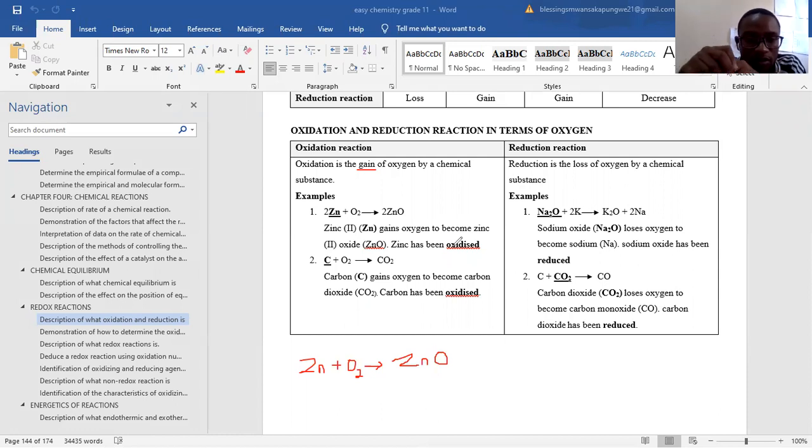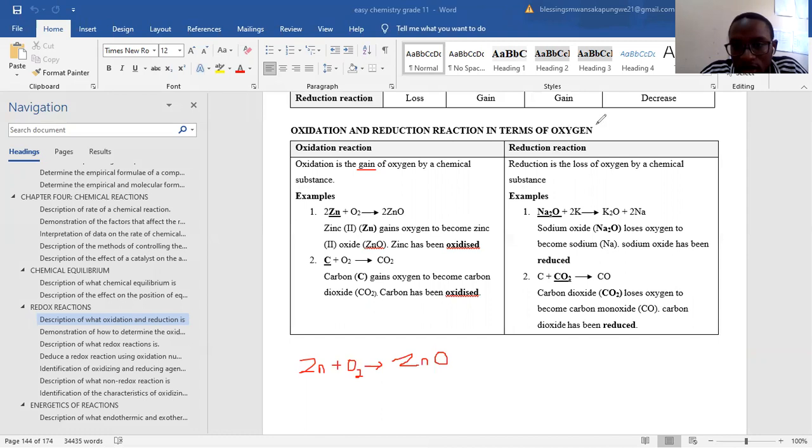The second reaction, you have carbon plus oxygen. This is a combustion reaction. Oxygen is being added to carbon and you're producing carbon dioxide. So carbon gains oxygen to become carbon dioxide. The attachment of oxygen to an element like carbon is what we call oxidation. Let's look at the opposite. The opposite is reduction.